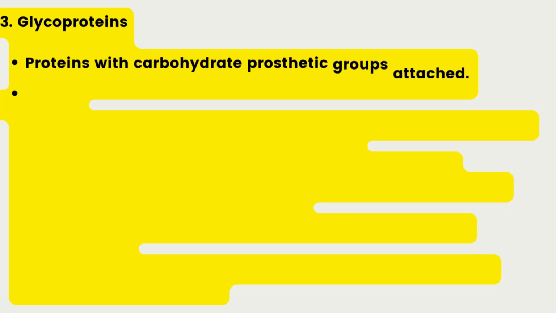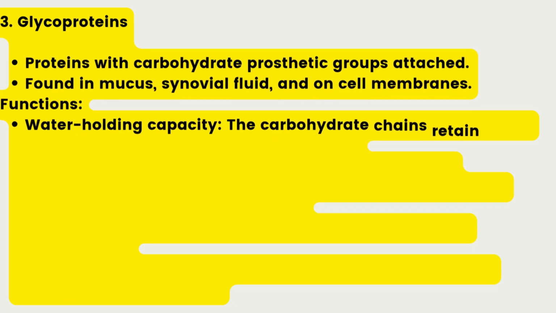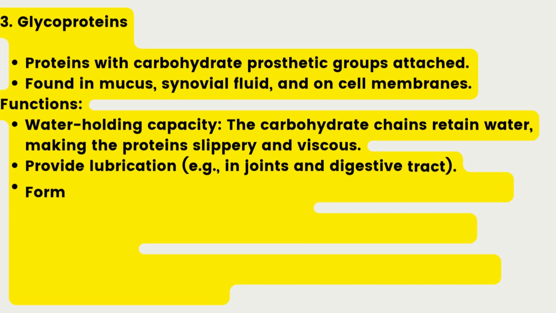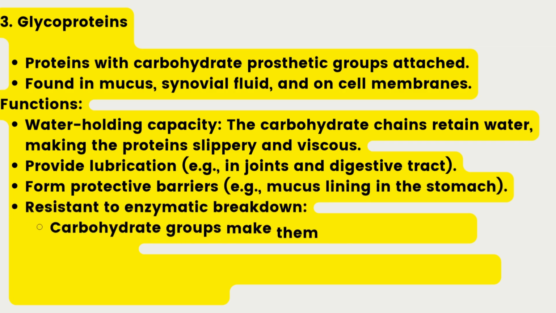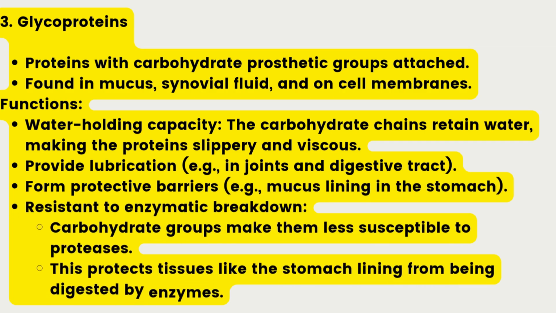3. Glycoproteins, proteins with carbohydrate prosthetic groups attached, found in mucus, synovial fluid, and on cell membranes. Functions: water holding capacity. The carbohydrate chains retain water, making the proteins slippery and viscous. Provide lubrication, e.g., in joints and digestive tract. Form protective barriers, example mucus lining in the stomach. Resistant to enzymatic breakdown, carbohydrate groups make them less susceptible to proteases. This protects tissues like the stomach lining from being digested by enzymes.